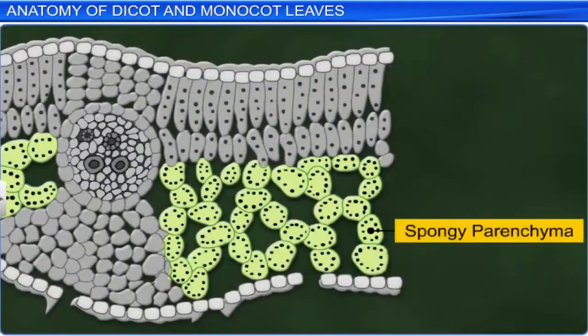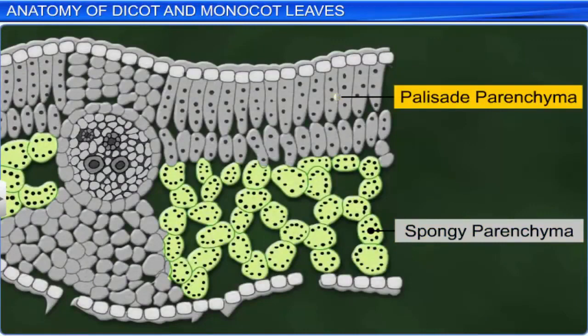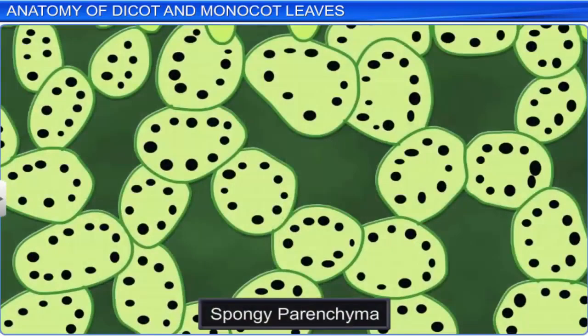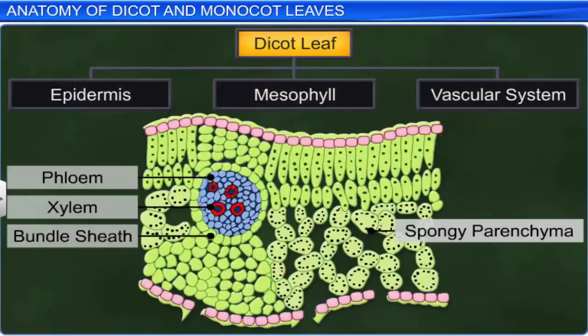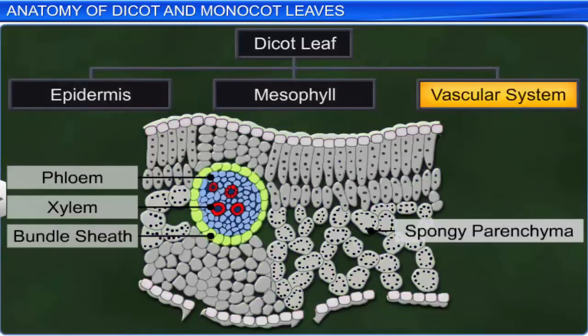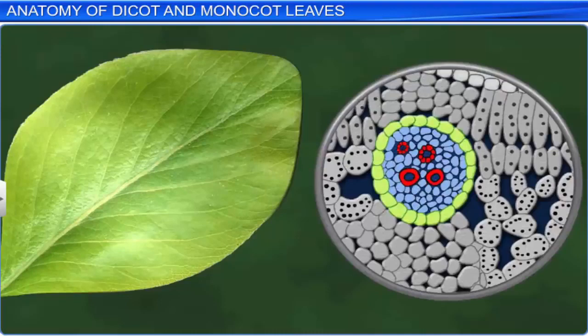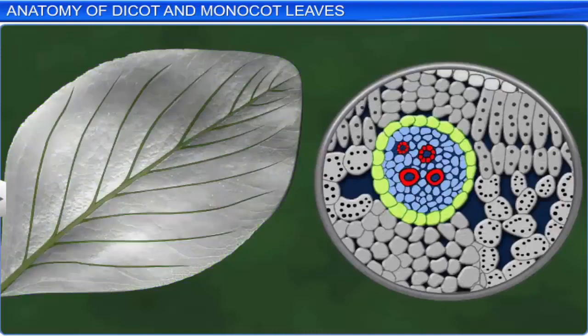The spongy parenchyma is located just below the palisade parenchyma, and it extends up to the abaxial epidermis. It consists of round cells which are loosely arranged and have large intercellular spaces and air cavities. The third part of a dicot leaf is the vascular system comprising vascular bundles. When observed under a microscope, vascular bundles can be seen in the veins and the midrib of the leaf. The size of the vascular bundles depends on the size of the vein.